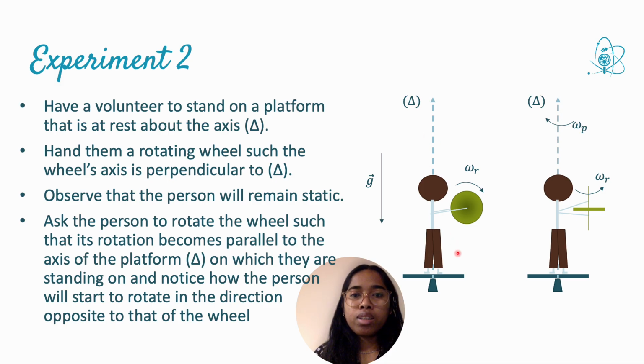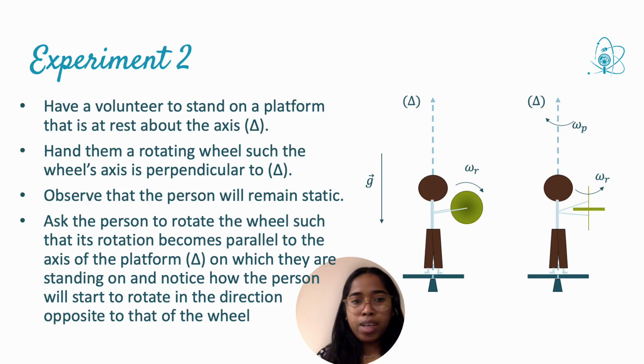And now, if we ask the person to rotate the wheel such that its rotation becomes parallel to the axis of the platform delta on which they are standing, the hands will be one at the top and one at the bottom. So the rotation axis of the wheel will be parallel to delta. We should observe that the person will start to rotate in the direction opposite to that of the wheel. And that is experiment 2.